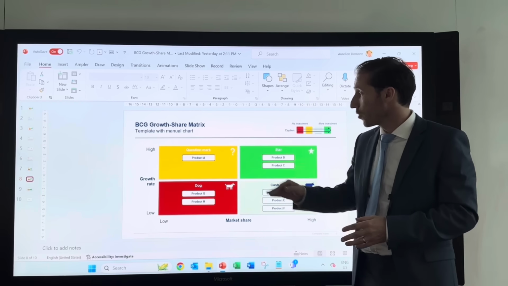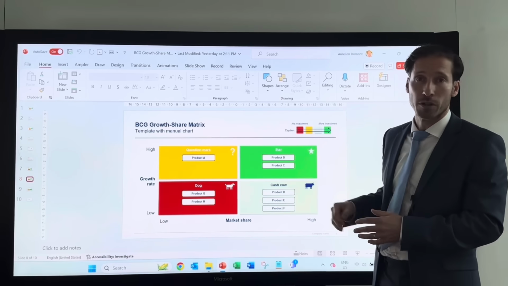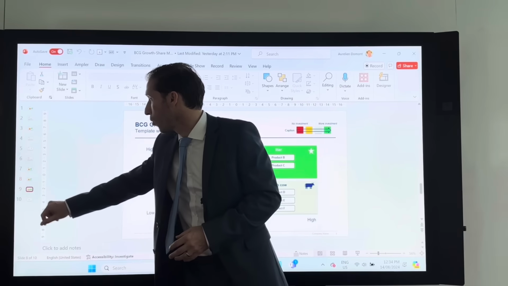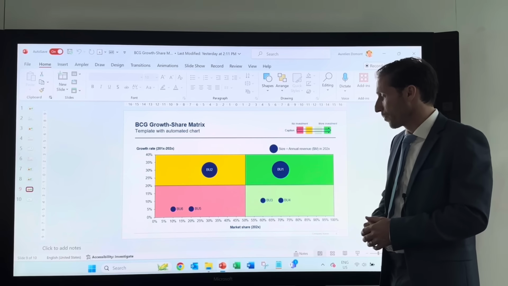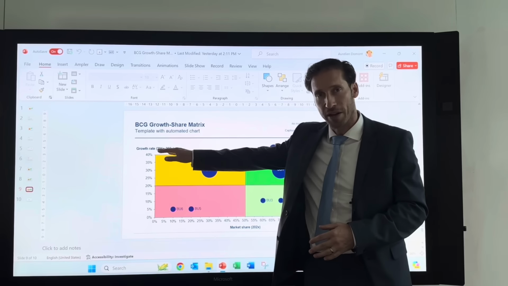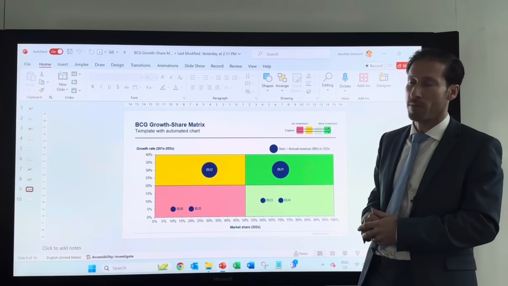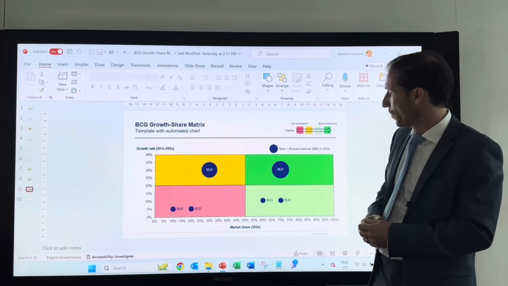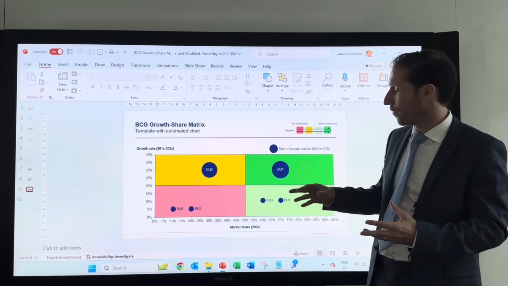One simple one where you can position your different products or businesses, and we've got a more advanced one here which has 3 dimensions. You still have your growth rate dimension, market share dimension, but there is a 3rd one which is the annual revenue, and that's based on the diameter of the bubble.